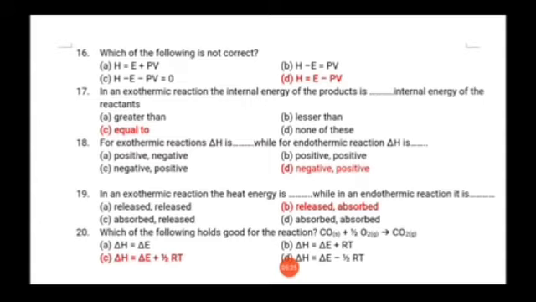Next question. In an exothermic reaction the heat energy is blank, while in endothermic reaction it is blank. Again, there are two blanks, so there will be two options in each category. So options are A, released released; B, released absorbed; C, absorbed released; and D, absorbed absorbed.